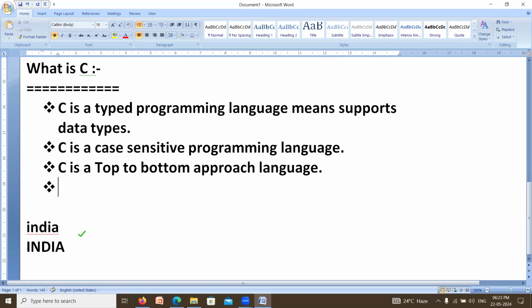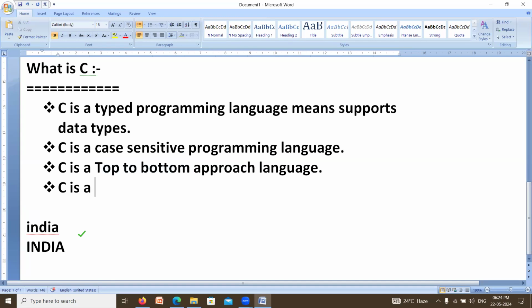Regarding features, C follows the top to bottom approach, which means your program will be executed from top to bottom. There is a language called Java and a language called C++, which will execute from bottom to up. Some programming languages follow the top to bottom approach, and some follow the bottom to up approach. But C language follows the top to bottom approach.